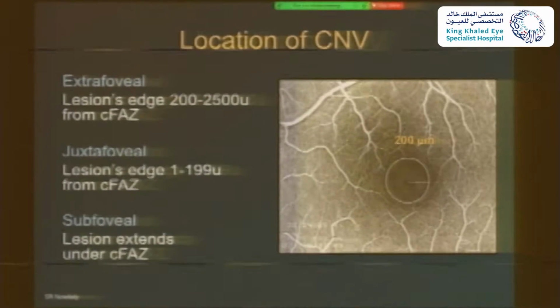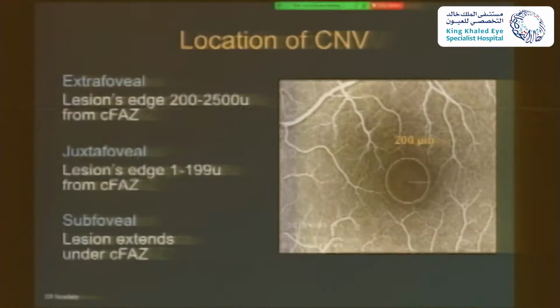A juxtafoveal CNV is a CNV that comes right until the center of the fovea. Anything in which the edge comes within 1 micron, okay, definition. Of course, it's going to be very difficult to distinguish that, but that is a juxtafoveal CNV. If you have a CNV right here, I don't think anybody is going to say juxtafoveal. You're going to say extrafoveal. But right here, you're going to have to make a pretty good analysis to tell me whether this is juxtafoveal or extrafoveal based on these definitions.